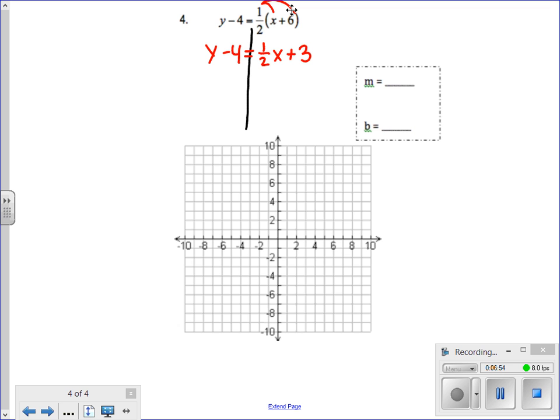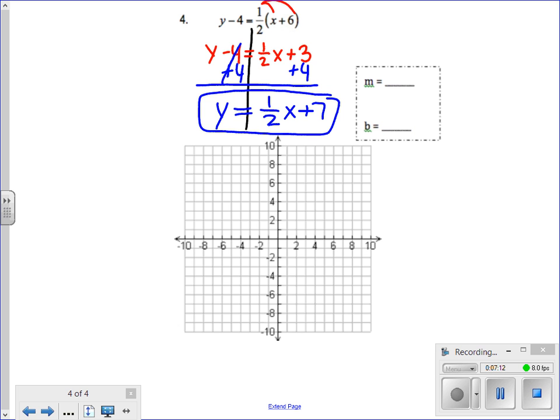Now I don't have parentheses. Always our goal when we're solving is to get rid of the parentheses first. Now it's easy. I add 4 to both sides, which is the opposite of subtracting, which gives me y by itself. And I have 1/2 x plus 7. That's my equation. From that equation, the number that's in front of x is 1/2. That's my slope. And then 7 is the y-intercept.